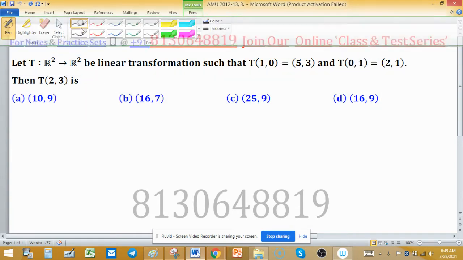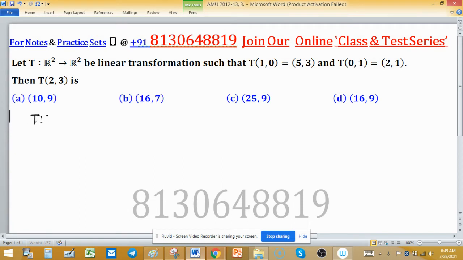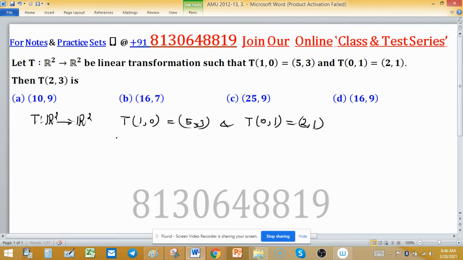So this is a linear transformation T defined from R² to R², and we have some given information. The image of (1,0) is (5,3) and the image of (0,1) is (2,1). This is the given information, and we are seeking the image of (2,3). Some options are given to us.